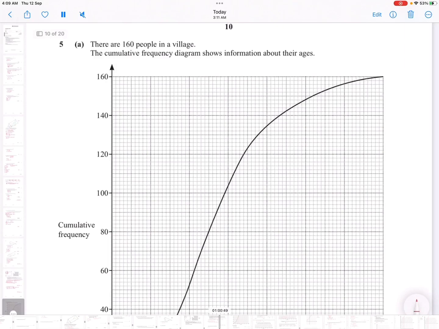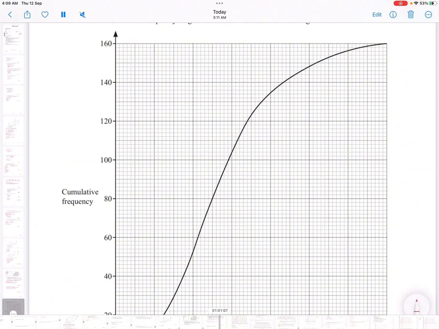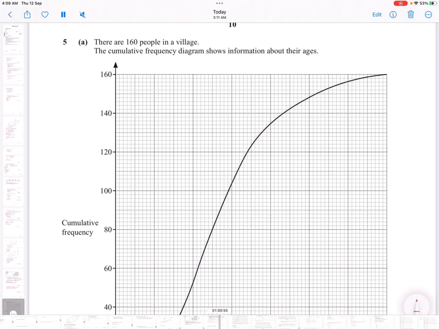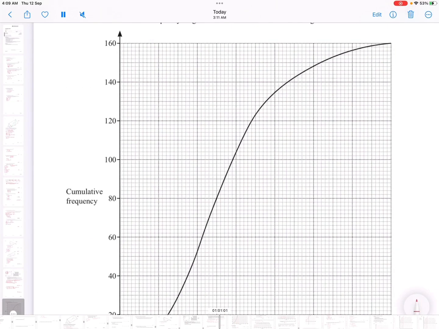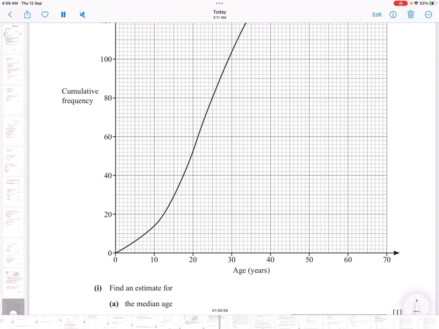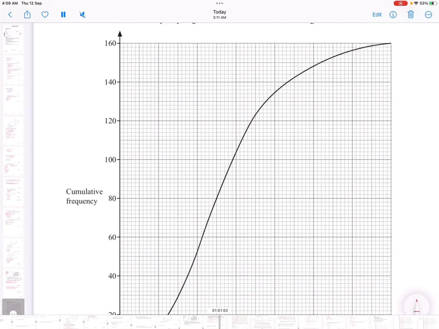Question number 5. There are 160 people in a village. The cumulative frequency diagram shows information. Find an estimate for the median age. So the median is half of 160, which is 80.